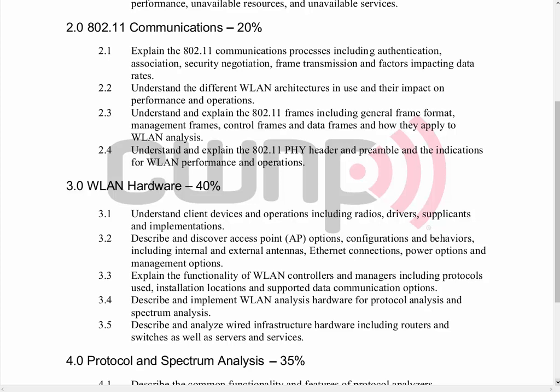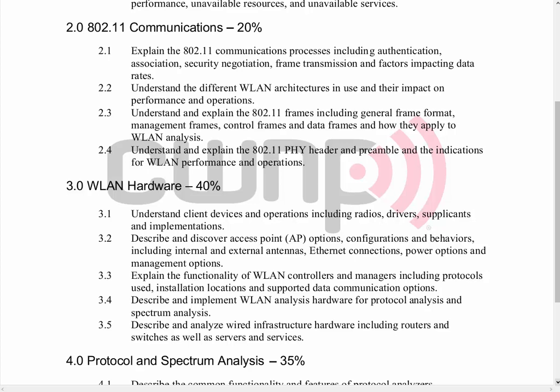The third sub-objective: explain the functionality of wireless LAN controllers and managers, including protocols used, installation locations, and supported data communication options. So we need to understand how our wireless LAN controllers communicate with APs and how APs communicate with them. What communications go back to the controller and what communications are handled in the AP and so forth.